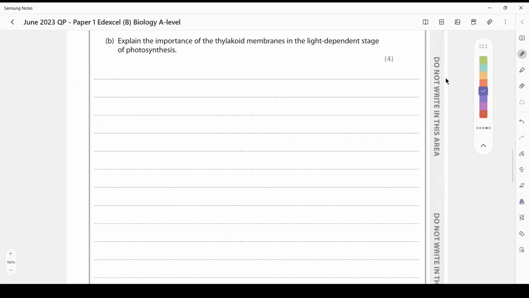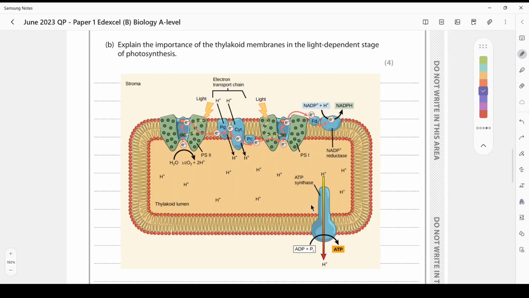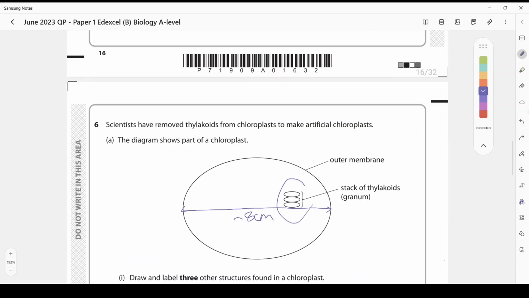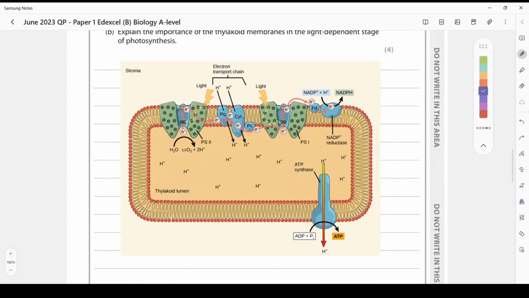All right, let's go on to part B. Explain the importance of the thylakoid membranes in the light-dependent stage of photosynthesis. All right, so I've included this diagram here. Let me just orient you to where we are. So this is the thylakoid that we see here, and this is the lumen of the thylakoid. Let's just scroll up so you can see. So your thylakoid is here. Your thylakoids are stacked up on top of each other, and it's responsible for the light-dependent reaction of photosynthesis. So let's scroll back down.